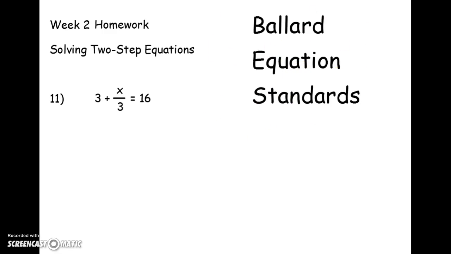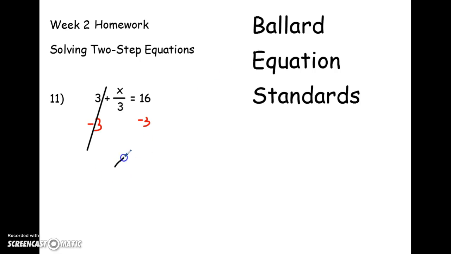So this first problem we look at, we may recognize this is a two-step equation. So I need to get rid of my addition and subtraction first. I see a positive 3, so I will subtract a 3 from both sides. Alright, that's our first step. And we know that these will cancel out, leaving us with that x divided by 3.